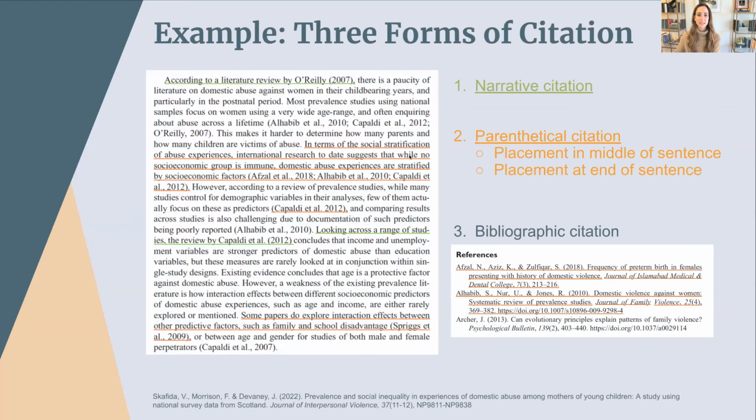And so these are the three forms together. So we have here a narrative citation in the beginning of this paragraph, according to a literature review by O'Reilly. And then we have these different types of parenthetical citations. I have them underlined in orange. In this sentence, the parenthetical citations all fall at the end of the sentence. And then here in this sentence that starts with however, this parenthetical citation is in the middle of the sentence. And so this is important to notice because some people make the mistake of just always listing the parenthetical citations at the end of the sentence. And that is only appropriate if everything in that sentence is attributed to those citations.